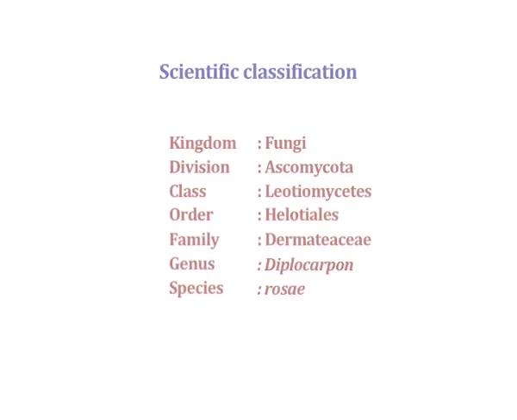Now let us see the scientific classification of this pathogen. Kingdom is Fungi, division Ascomycota, class Leotiomycetes, order Helotiales, family Dermateaceae, genus Diplocarpon, and species is rosae. Now let us see the character of this pathogen.